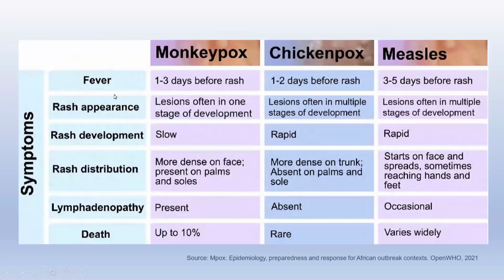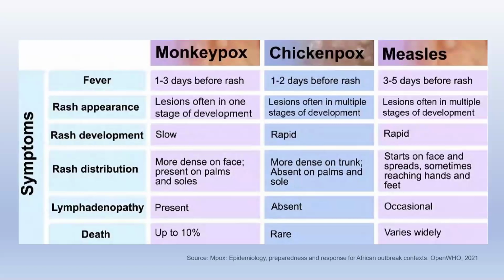I'm just looking at 3 infections that can mimic monkeypox. So if you look at monkeypox, as I've said, a fever normally appears 1 to 3 days before the rash. Chickenpox, it's usually about a day or 2 before the rash, and in measles, about 3 to 5 days before the rash. The rash in Mpox, as I've said, normally is in 1 stage of development. In chickenpox, these lesions tend to be in multiple stages of development. And also in measles, the lesions are often in multiple stages of development. The rash in Mpox progresses slowly, as opposed to chickenpox and measles, where the rash progresses more rapidly.